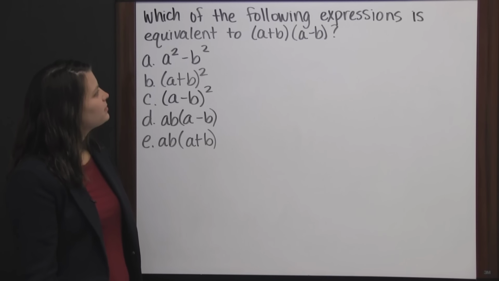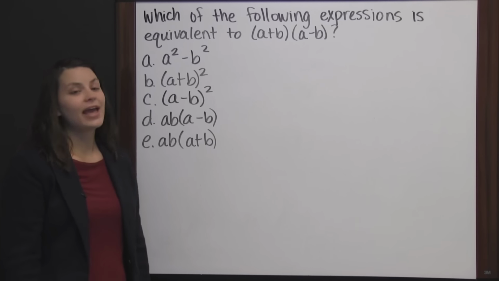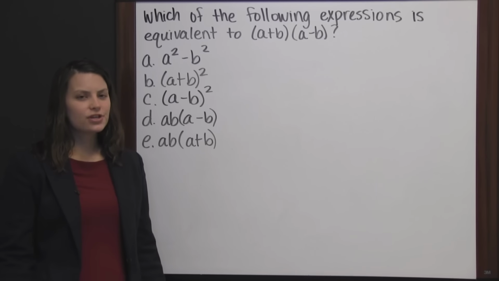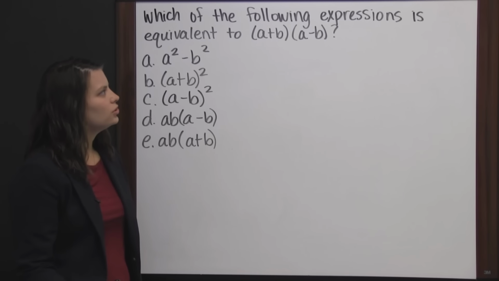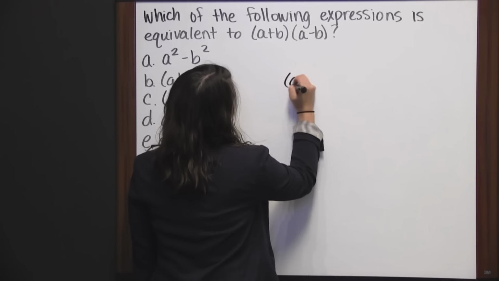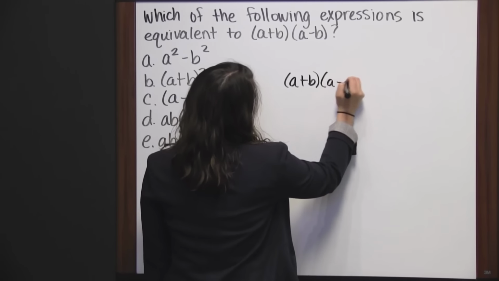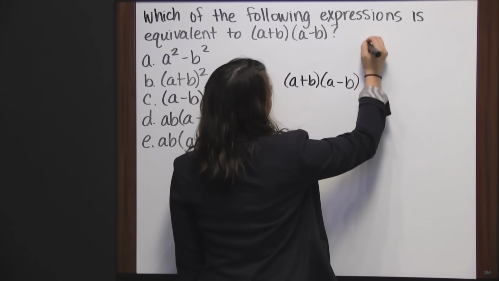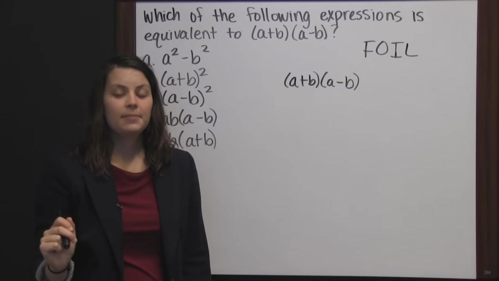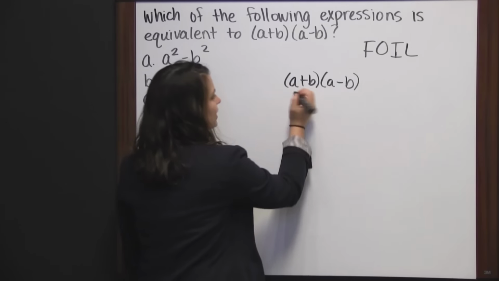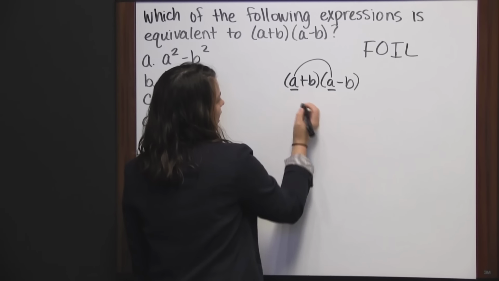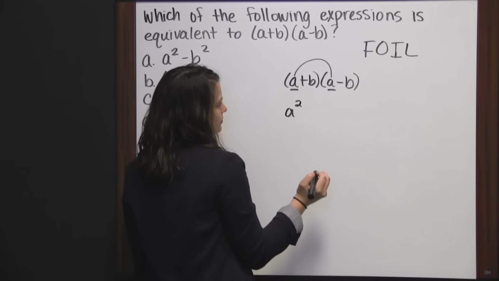Which of the following expressions is equivalent to the quantity A plus B times the quantity A minus B? Well, this is actually a rule that you would memorize, but you don't have to memorize it. You can always just take these binomials and multiply them together using FOIL. The F stands for first, meaning to multiply the first terms in each set of parentheses. So A times A, and A times A is A squared.